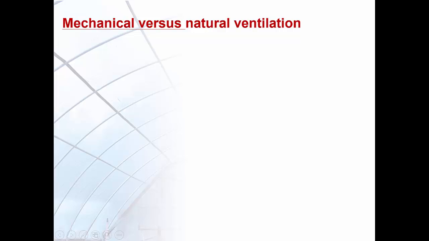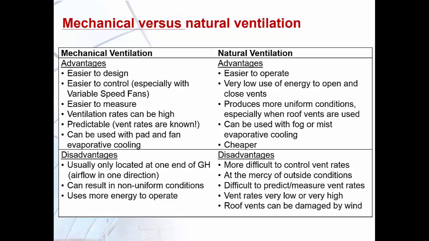There are advantages and disadvantages of using mechanical and natural ventilation systems. Some advantages of mechanical ventilation systems are that they are easier to design and control, especially with the use of variable speed fans. The ventilation rates are predictable and easier to measure. We can achieve high ventilation rates, and mechanical ventilation systems can be used with pad and fan evaporative cooling.